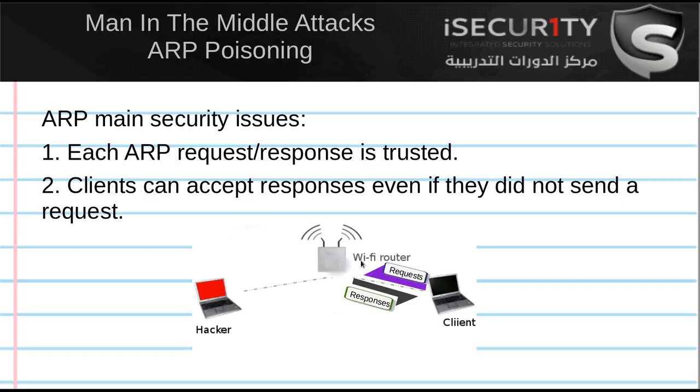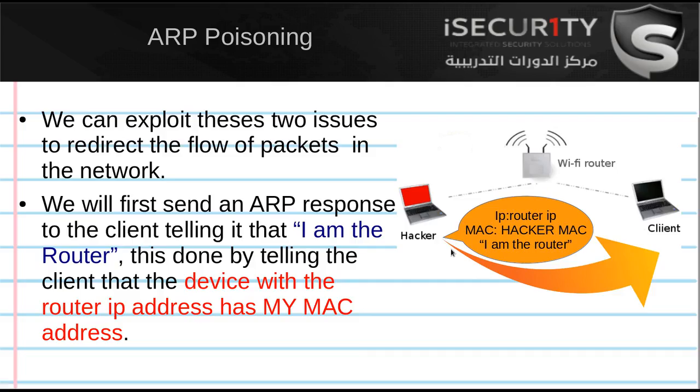Now all this is done using packets. So what we are going to do is send an ARP response to the client, so we can send responses without the client asking for them. The client didn't ask for anything, but we can still send it a response. We're going to say that my IP is the router IP. So the router, for example, has 192.168.1.1. We're going to tell the client the device with this IP has my MAC address. So we're telling the client that I am the router, basically.